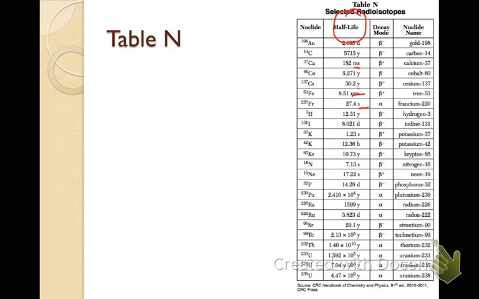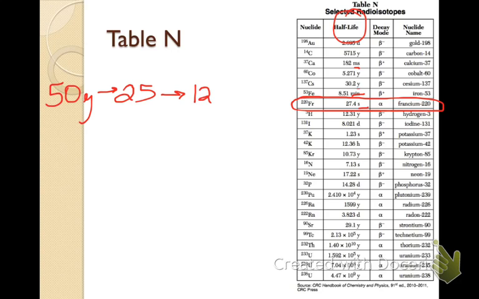So for example, francium-220 takes 27.4 seconds for half of it to decay. So if you have 50 grams, it takes 27.4 seconds to go to 25 grams. Another 27.4 seconds to get to 12.5, and so on and so forth. Some are really long. So we have uranium-233. It takes 1.592 times 10 to the 5th years. Over here we have uranium-238, 4.47 times 10 to the 9th years for this to decay by 1/2. So again, all these isotopes can vary.